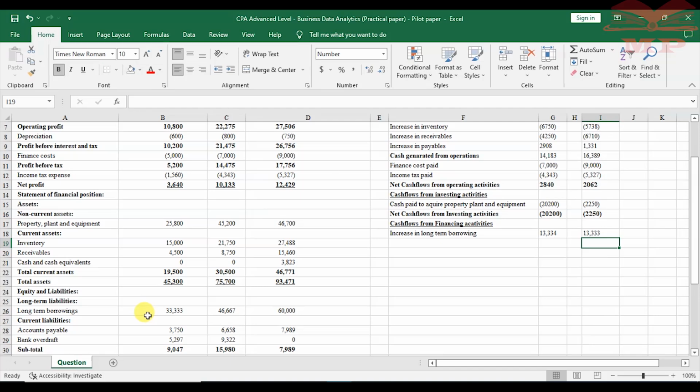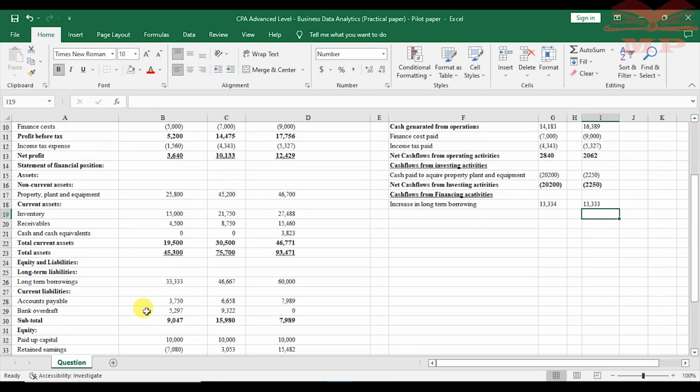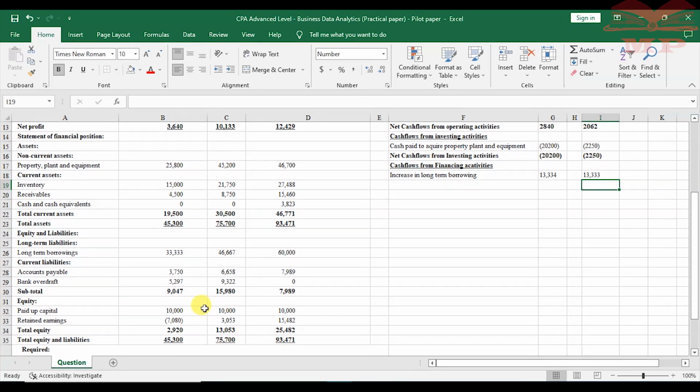Then we go and check what happened in equity. Paid up capital remained the same, so it means that there was no change. Look at what happened in retained earnings. We want to assess and check whether there was dividend paid or not. Now look at this. There is a retained earnings balance brought down of 70/80. On this balance brought down of 70/80, the balance carried down was 30/53.